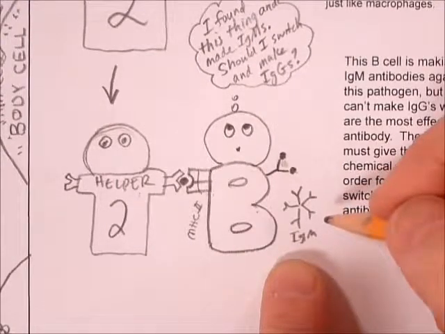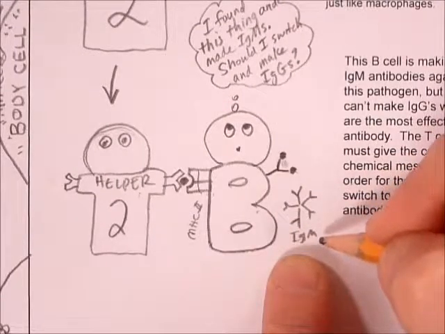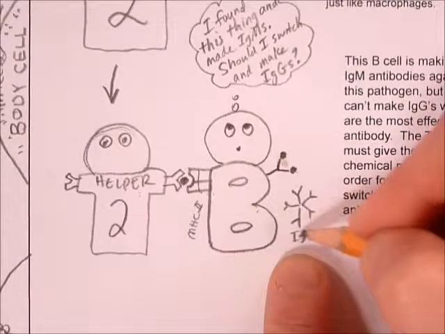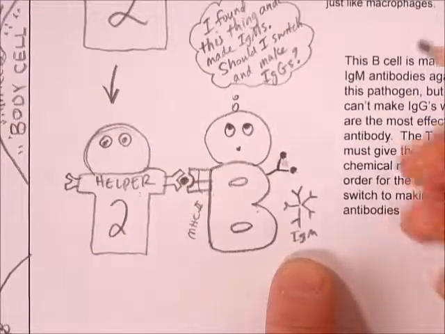IgGs are much more effective. Now, the decision is important because once it switches and it starts making the IgGs, it can't ever go back ever again to making IgMs. The information will be gone. It will forever be making IgGs. So we don't want to put up a fight. We don't want to get all upset if there's no need to.